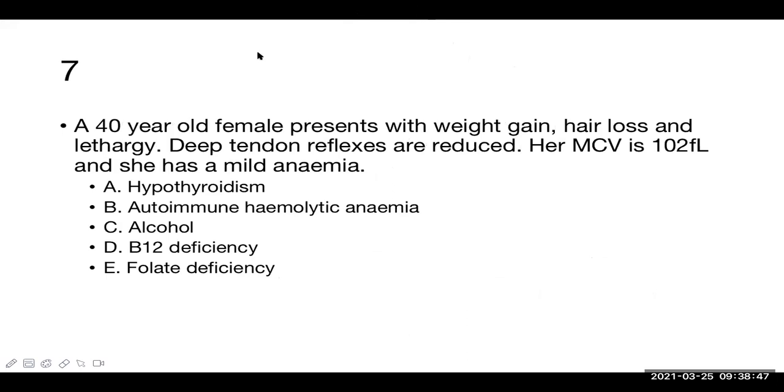Another case, please focus here. A 40-year-old female presents with weight gain, hair loss, and lethargy. Deep tendon reflexes are reduced. Her MCV is again higher than normal, 102 femtoliter, and she has a mild anemia. So what may be the cause for that?